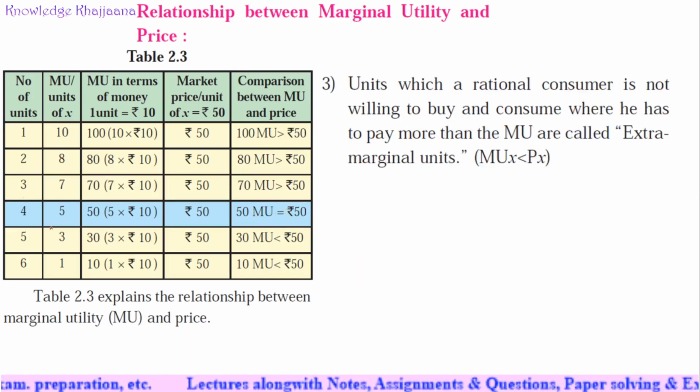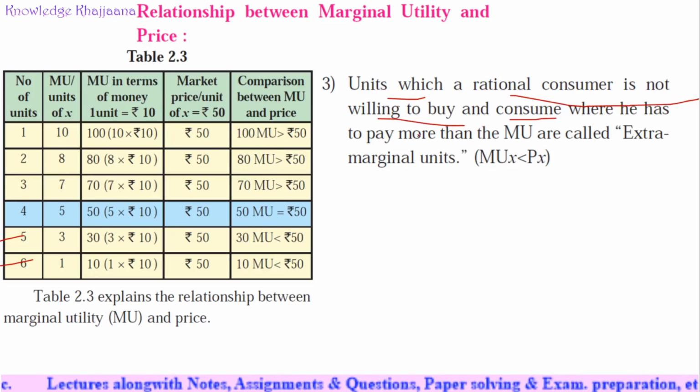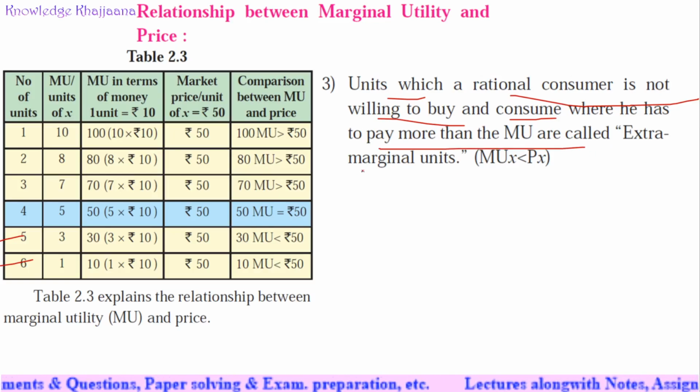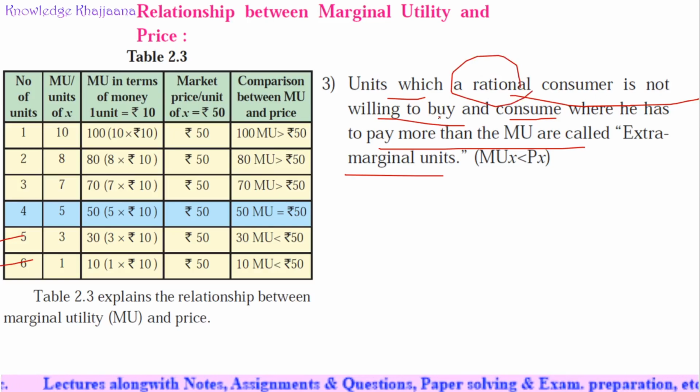If he continues consuming more and more units, a rational consumer is not willing to buy and consume where he has to pay more than the marginal utility. These are called extra marginal units. When he reaches a specific level where he has to pay more than his satisfaction, more than his utility, he is unwilling to buy. If he still has to buy, he will like to buy at a lesser price. That is the basis of the law of demand. A rational consumer, a normal consumer, is not willing to buy where he has to pay more than the marginal utility.